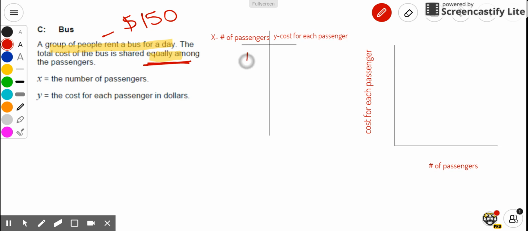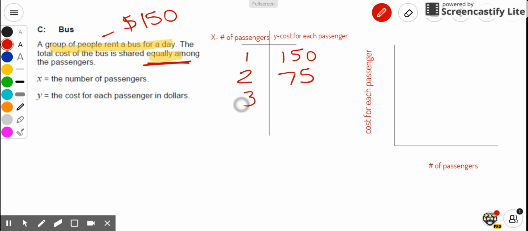So if I have one passenger, how much does that one passenger have to pay? Well, they're the only person, so they have to pay the whole amount, 150. Now, if there are two passengers, well, they don't have to pay the whole amount anymore because there's two people paying. This time, they only have to pay 75.